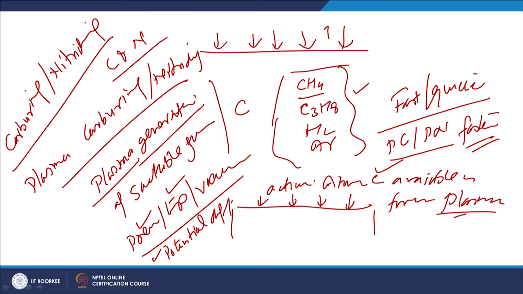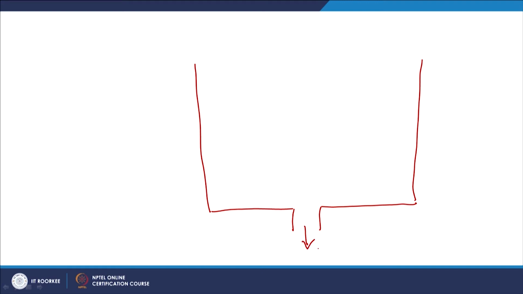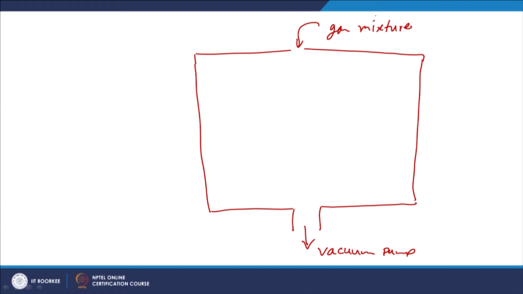So what we do basically in this process, we use one big chamber like this, and this chamber will be connected to the vacuum pump. So this will be creating the required low pressure. Then we have another opening through which we can feed the suitable gas mixture. Like for plasma carburizing, it can be methane plus C3H8, propane, plus hydrogen plus argon. Such a kind of gas mixture is used, or for plasma nitriding we may introduce ammonia.